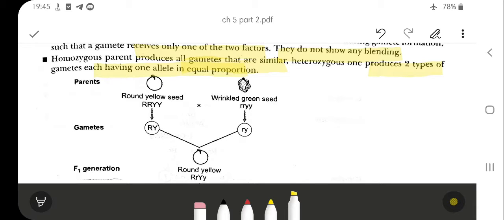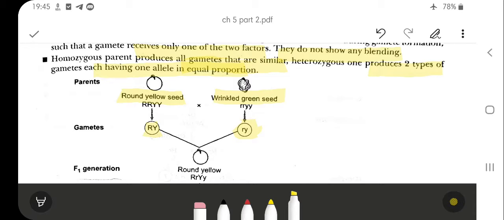Phenotypically that is so, and genotypically we have capital R, capital R, capital Y, capital Y, and here we have small r, small r and small y, small y. This is a pure round yellow seed. This is a pure wrinkled green seed. Because they are homozygous, they will have one type of gametes. The number is many, but the type is one only.